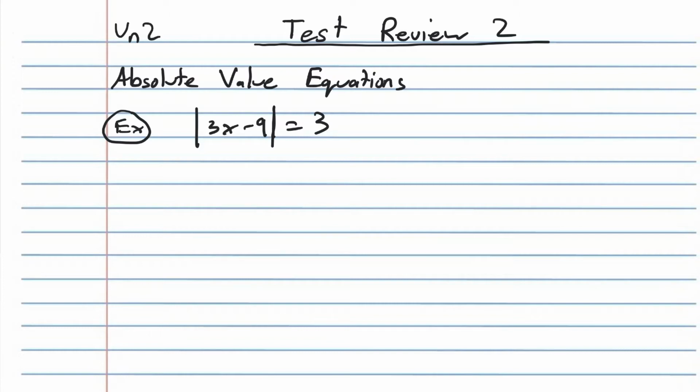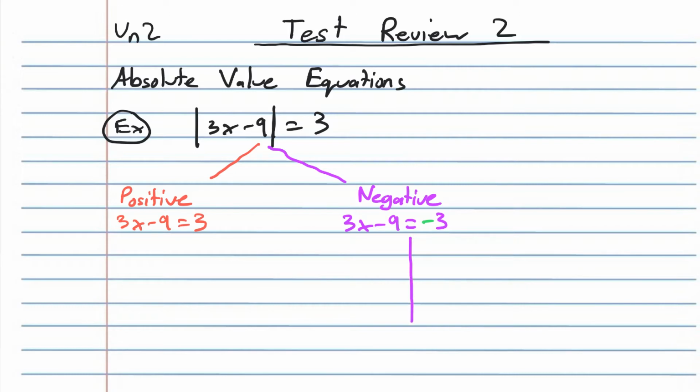So the two situations you have to account for, one of them is the positive case. And remember, for that one, you don't change a thing. You leave it as is. So 3x - 9 = 3. And then the other situation is you have to account for the negative case. In that one, the only thing you change is the right-hand side. You put a negative in front of it. That's the only real change you make. And then you solve these two equations separately, and you get two different answers. So that's how these absolute value equations work, you get two answers.